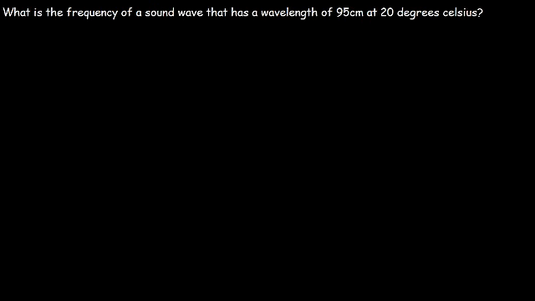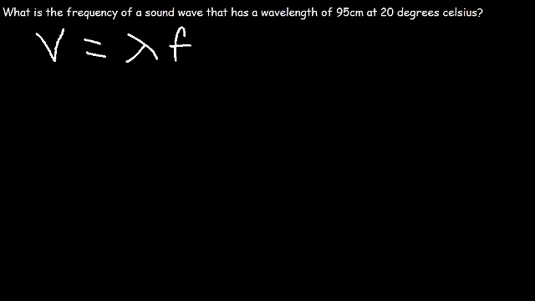Now let's work on some problems. What is the frequency of a sound wave that has a wavelength of 95 centimeters at 20 degrees Celsius? For each of these problems, feel free to pause the video and work on them yourself. That's the best way to learn physics. So the equation that relates frequency and wavelength is this equation. The speed of the wave is equal to the wavelength times the frequency.